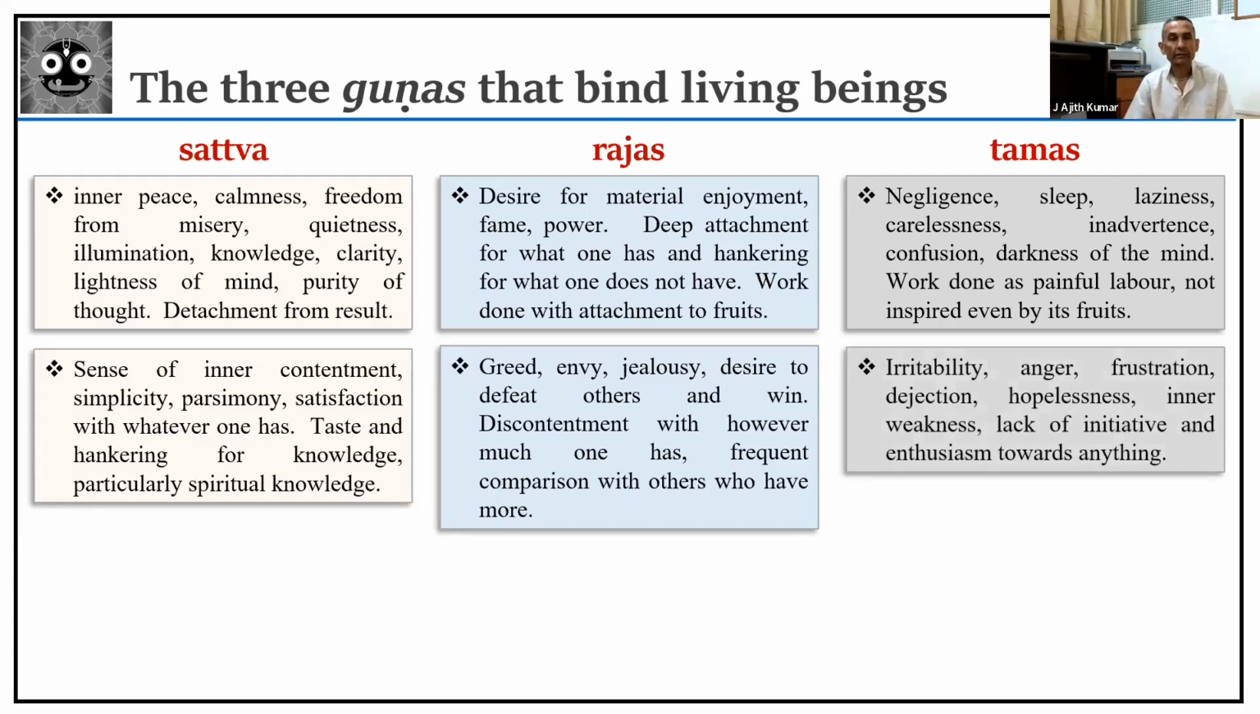Now, real frustration is here, tamas. Tamas is much worse than rajas, because in tamas, one has not even the energy or the aspiration that a person in rajas has. There's irritability, anger, frustration, dejection, hopelessness. The tendency to say that nothing will work for me. Pessimism. Pessimism comes as a result of tamoguna. When you see somebody very pessimistic, you can understand that there is a lot of tamas in their mind.